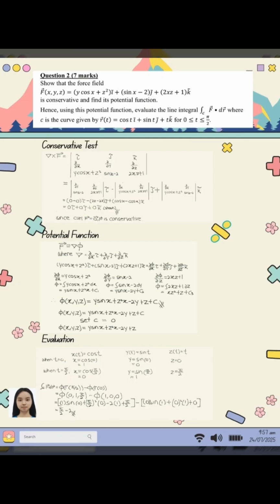Based on the calculation, we find that the x value is equal to 1, y is equal to 0, z is equal to 0 when t equals 0. We also obtain that x equals 0, y equals 1, z equals pi when t equals pi. We substitute all the values of x, y, and z into the equation. And lastly, we obtain the final answer, which is pi minus 1. That's all from me. Thank you.